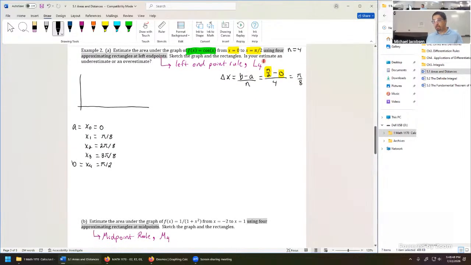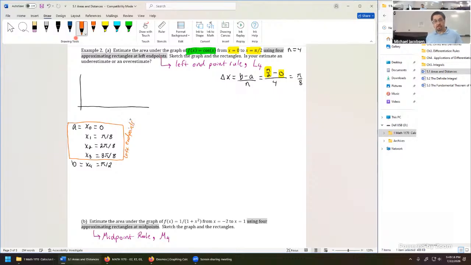We're using 4 approximating rectangles, but if you count them, that's really 5 points. So here's one important trick to know which points you're really using. If it's left endpoints, it's always these. These here are going to be the left endpoints.